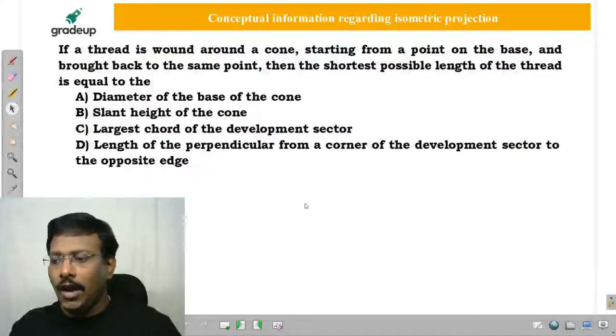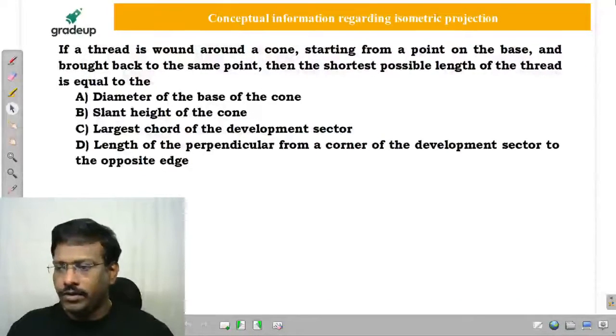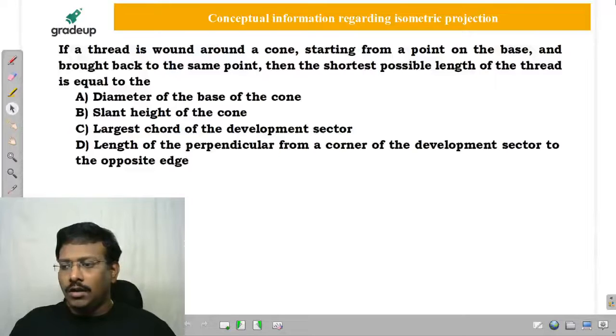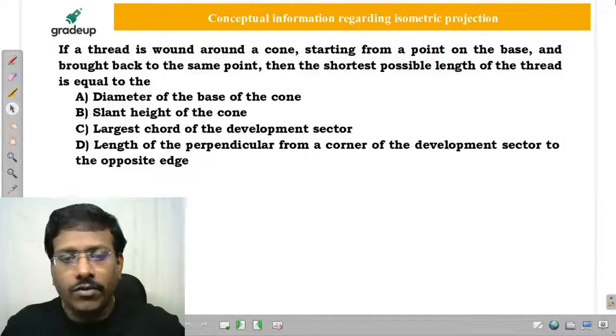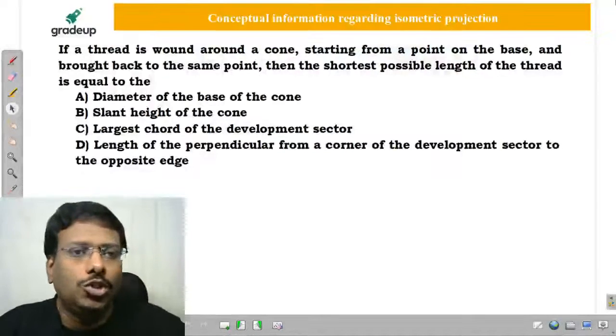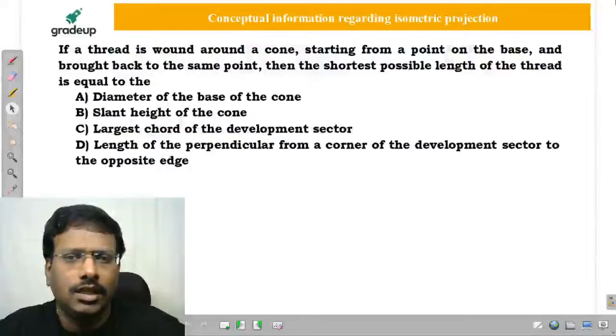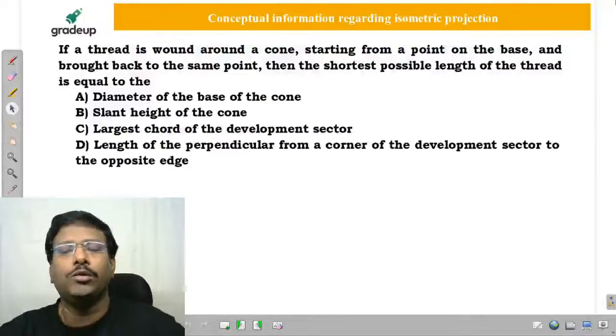So yesterday I gave some questions to you. We'll try to concentrate on that. Later we will move into the isometric projection.